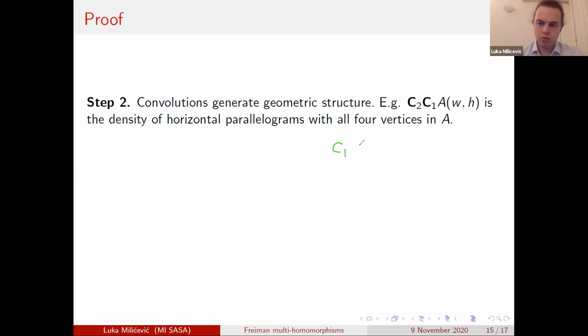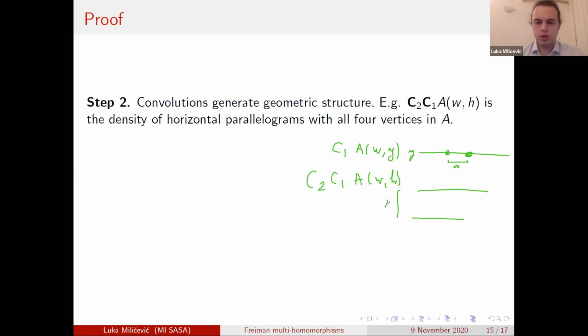So if you just do convolution in the first direction, what is this? Well, remember that we look at horizontal lines with coordinate y. And here we are looking at points at distance w. So we are counting horizontal segments of length w. And if you play the same game again in the second direction, now you're interested in horizontal lines whose coordinates differ by h. And previously we counted segments of length w. So we exactly get horizontal parallelograms of width w and height h.